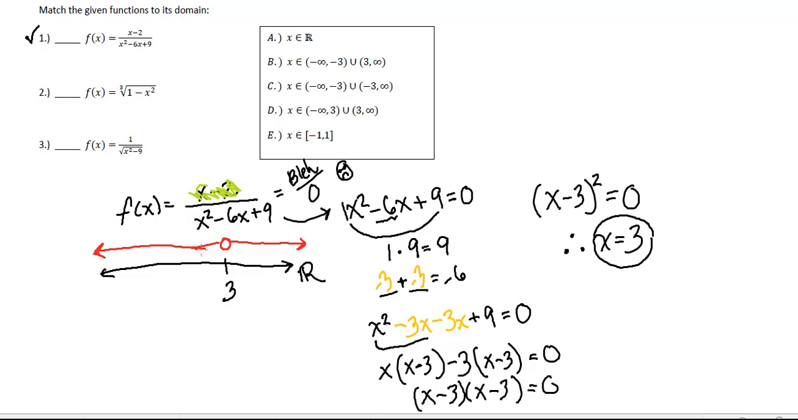So if it's not 3, it's allowed. Now I'm going to write the actual domain here. So here the domain, well, if I can be everything that's not 3, I can be one of two things. I can be everything before 3, right? So I'll do that set in blue. So I could be everything here, right, going all the way back forever.